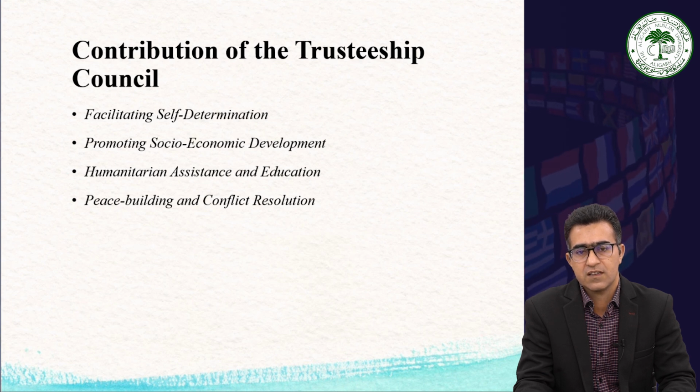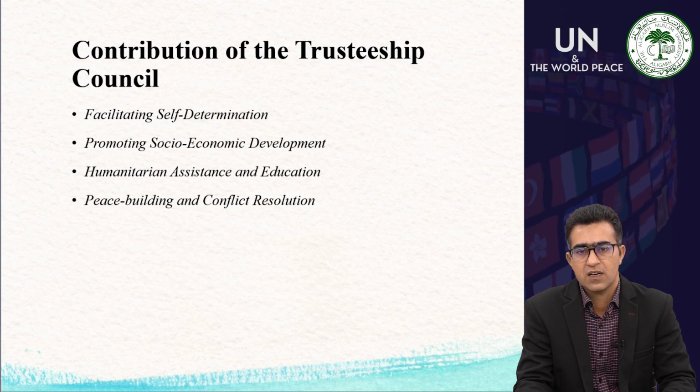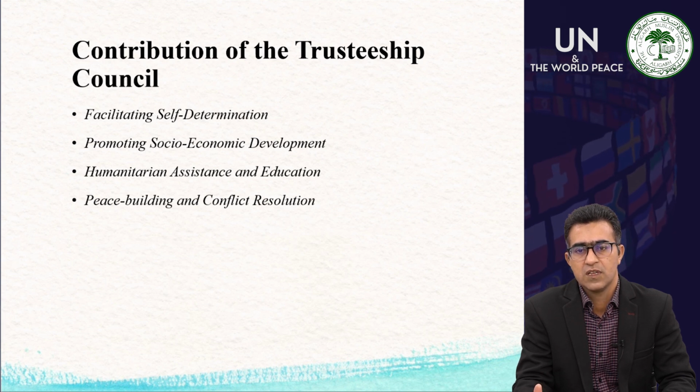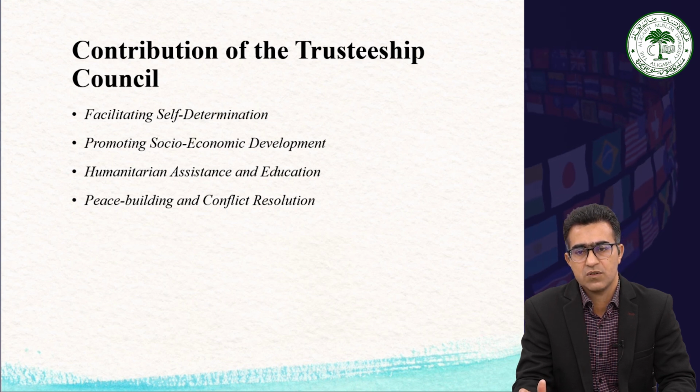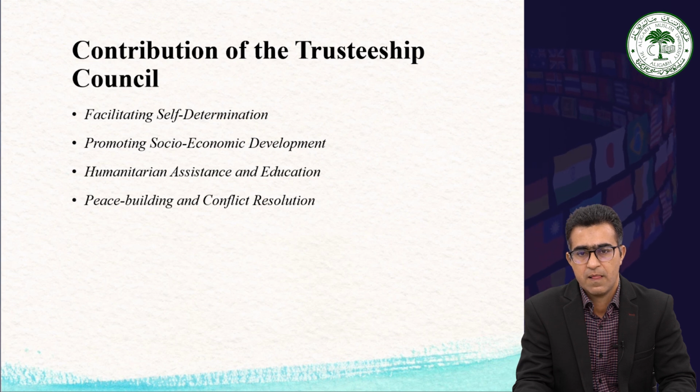In 1962, Rwanda and Burundi gained independence following a period of transition overseen by the Trusteeship Council, demonstrating its role in promoting socio-economic development as a precursor to independence.